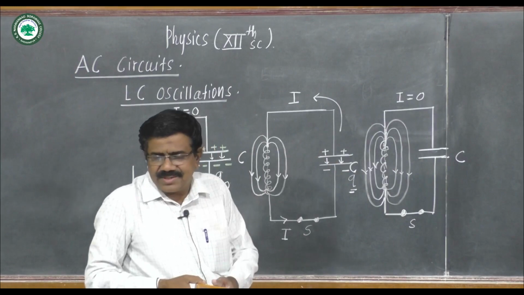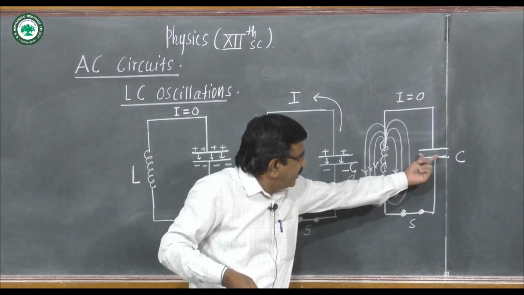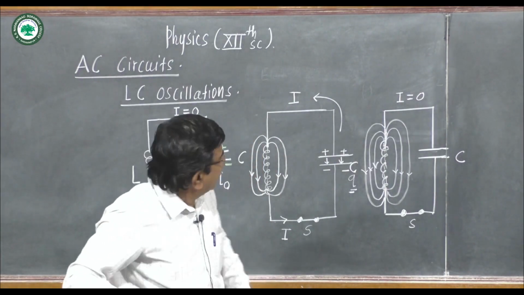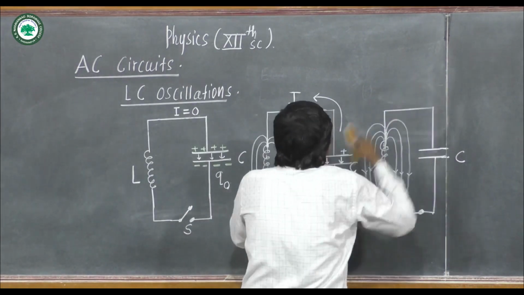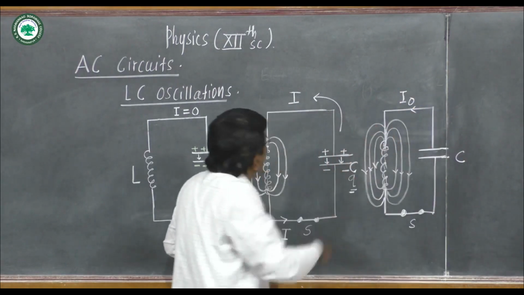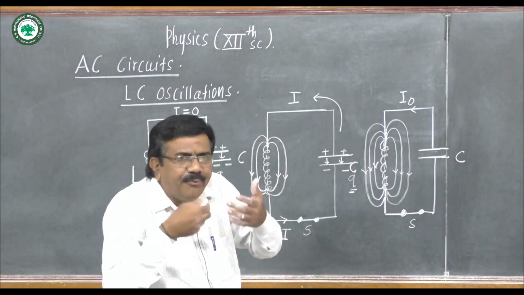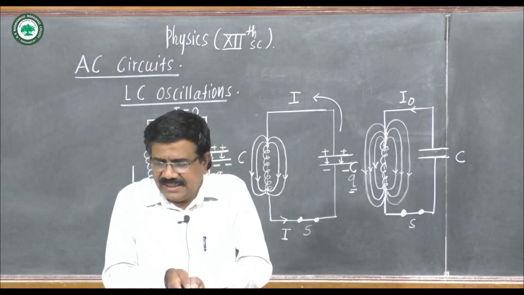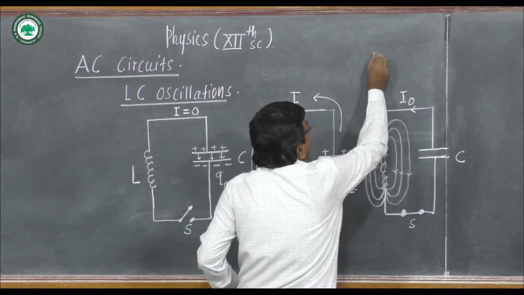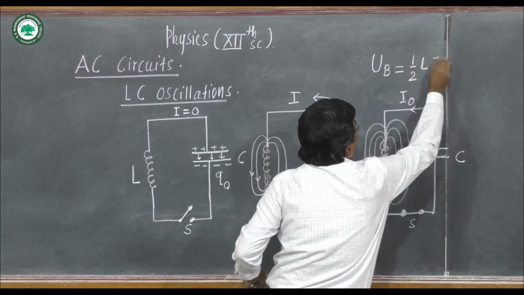This third figure shows the capacitor gets fully discharged. The potential between these plates is 0. Then the current reaches the maximum value, that is I0. And energy is stored in the magnetic field of the inductor. Current is maximum, and here the total energy is the magnetic field energy of the inductor, that is 1/2 L I0 square.